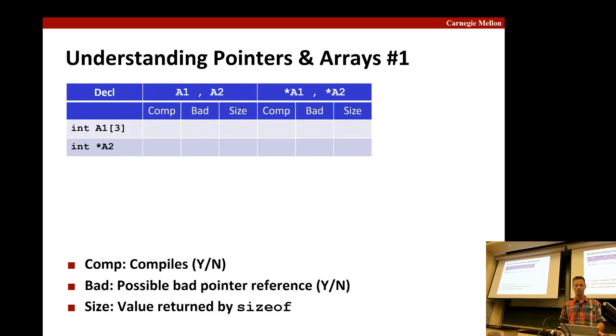Okay, so if I have this declaration and I refer to A1 in my program, will the compiler complain? No, it's perfectly good, so this compiles. What if I do a dereference, if I say star of A1? Is the compiler okay with that? Yeah, that's fine. Is there an opportunity that I'm going to have a bad pointer reference if I start referring inside this declaration?